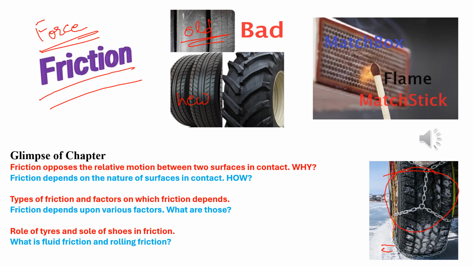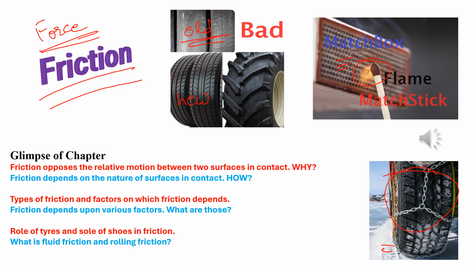So again, here a lot of physics aspects are associated. This is the light, this is the fire, but ultimately here we are focusing on the friction. If there is no friction between the matchstick head and this portion of the matchbox, there will not be fire. So the fire production is because of the friction.